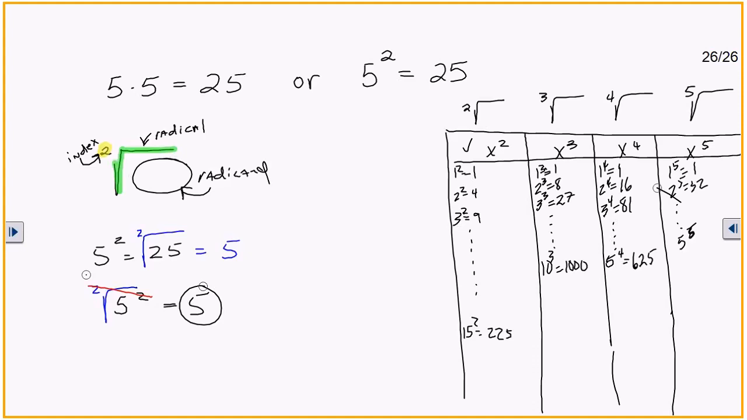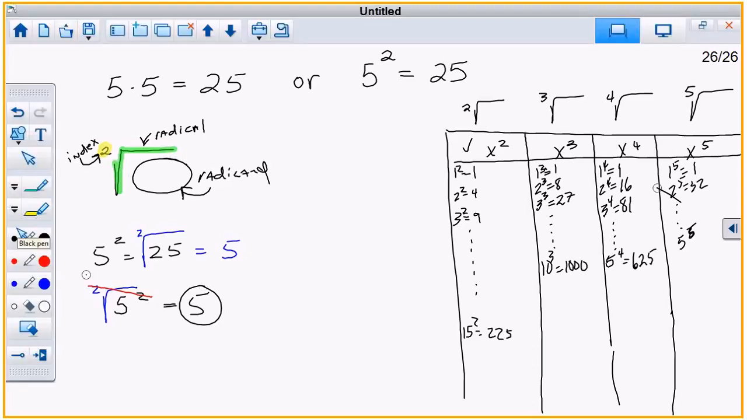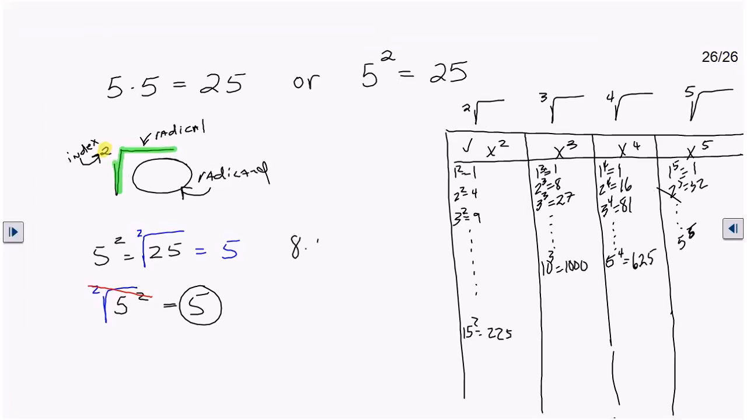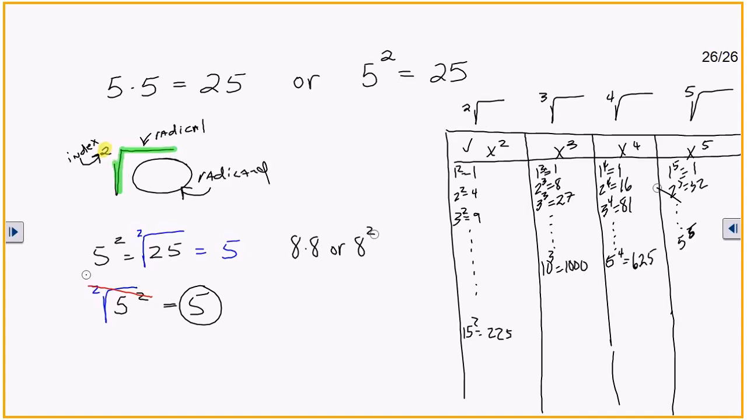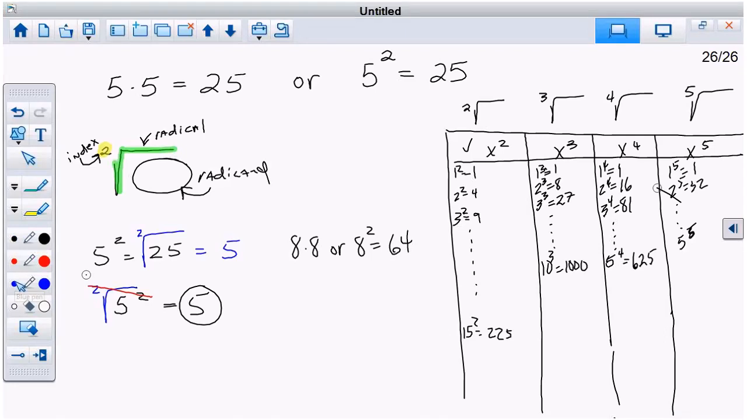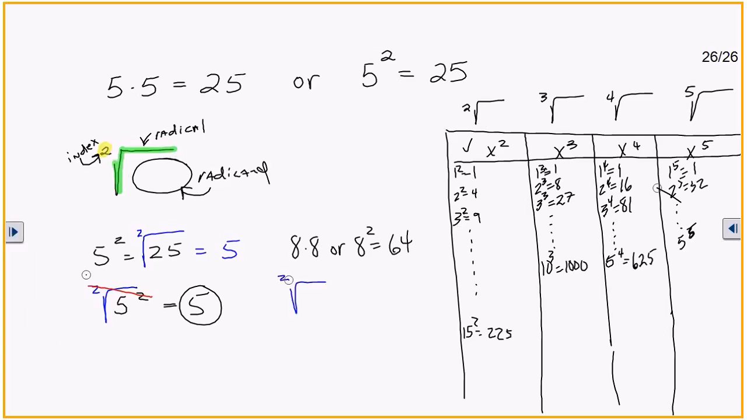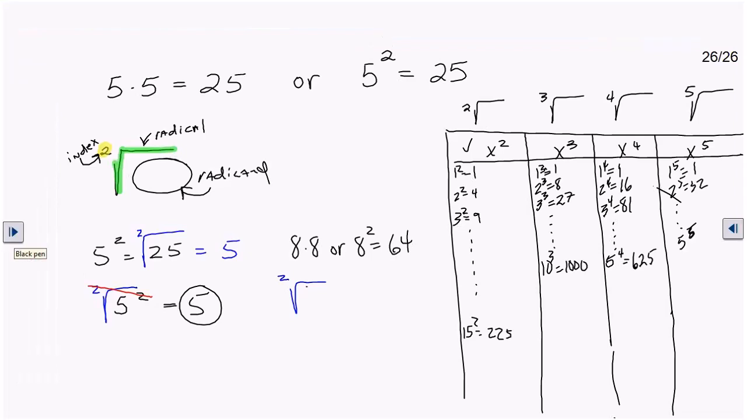So if I ask you what's the square root of 64, well, you think of your multiplication tables. 8 times 8, or 8 squared, is equal to 64. Therefore, the square root of 64 is equal to 8.